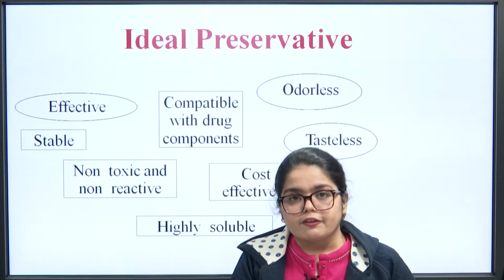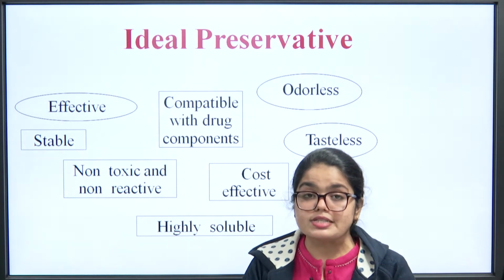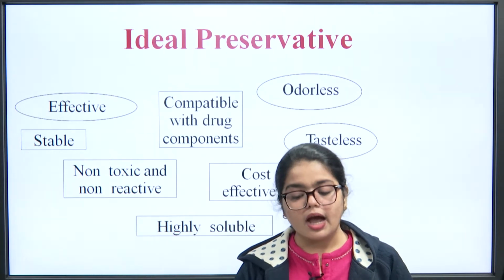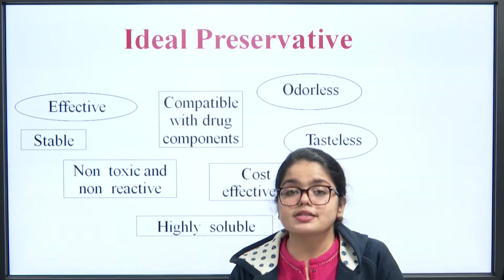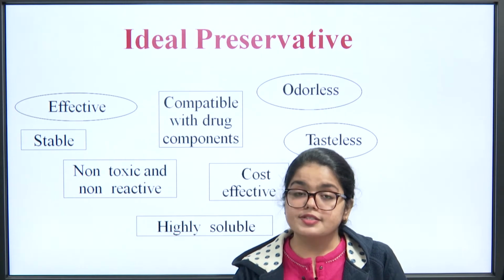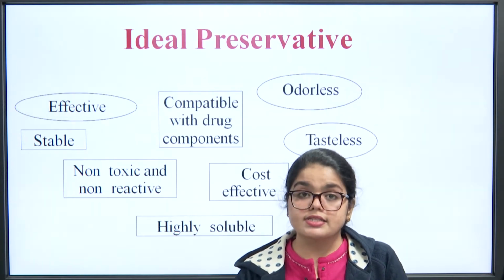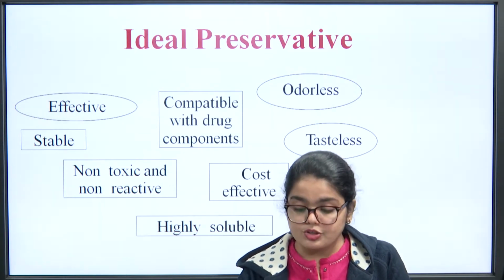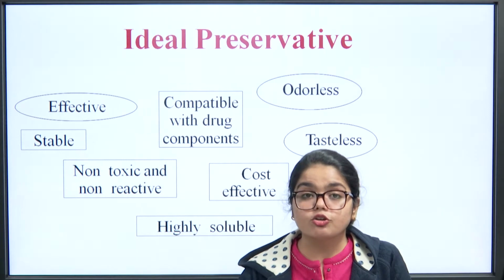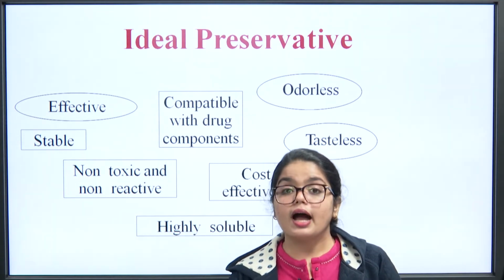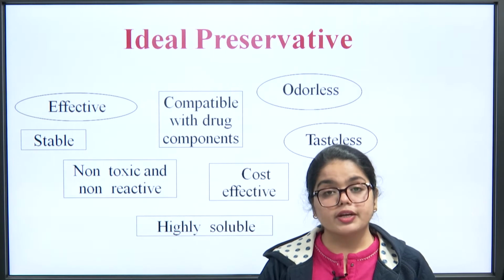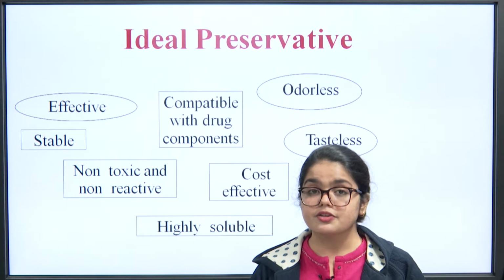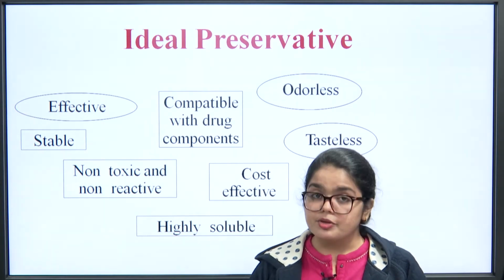Then it should be cost effective. When we go into the production of a large scale pharmaceutical preparation, it has to be cost effective. Then highly soluble. It should be highly soluble, because if it is not properly soluble in case of syrups or clear solutions or elixirs, then granules may appear, and granules should not be there in a preparation which needs to be clear. Like if we talk about eye drops, the preservatives used in the eye drop have to be highly soluble. It should not be producing any granule, because if the slightest granules are there, it can damage the eye.